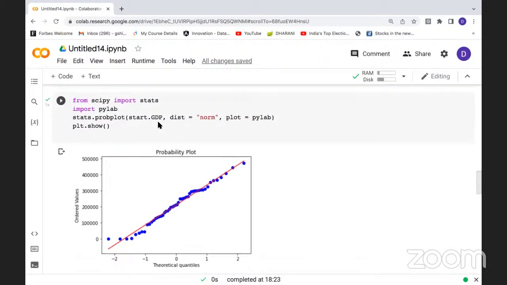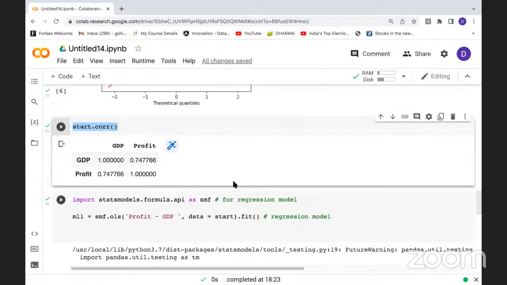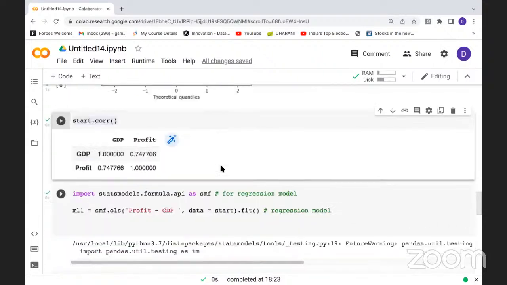So I've just taken GDP and I'm happy that it is normally distributed. I can move forward. There is no question of GDP being not normal. So assuming that everything is normal, suppose I get less accuracy, because the correlation between both of them is only 0.74. If it is 0.85, I'll be happy, but it's only 0.74. I'm not sure that my model is going to work.